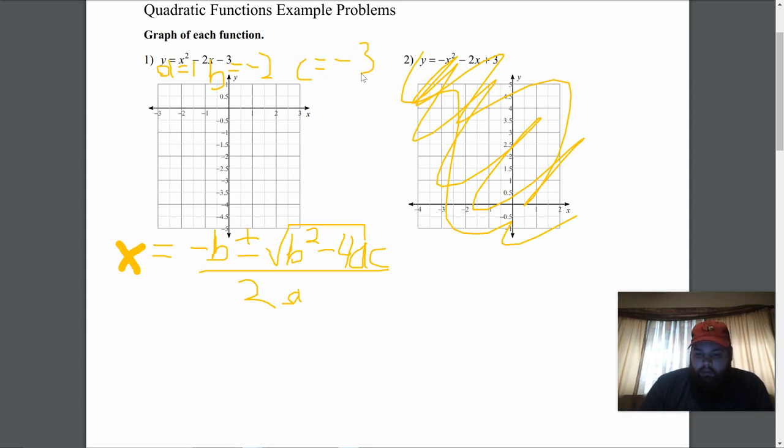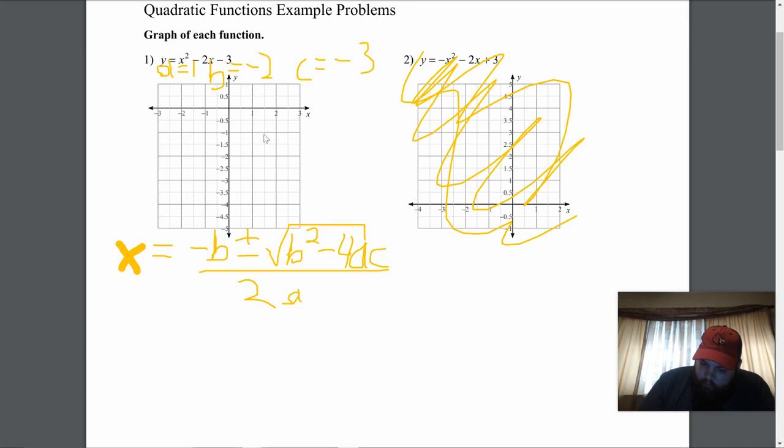So I just take these values, and wherever I see an A, B, or C, down in this, I'm going to plug in. So this negative B would be a negative 2, plus or minus, and then a negative 2 squared minus 4 times 1 times negative 3, all over 2 times 1. So I'm going to go ahead and write that out.